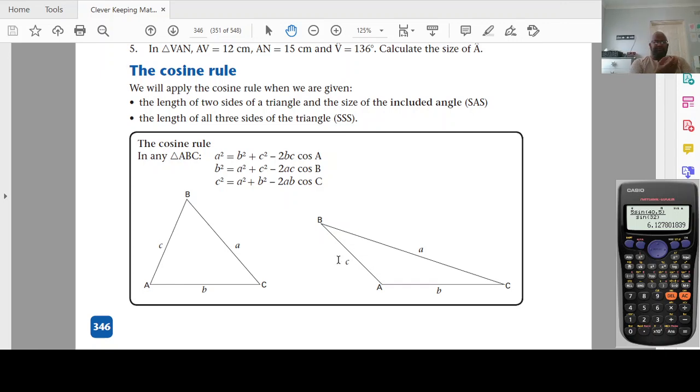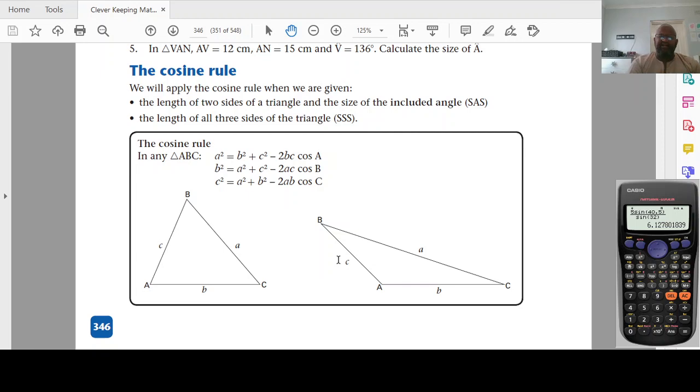Okay, good afternoon. So today we're looking at the cosine rule. For the cosine rule, we apply the cosine when we are given the length of three sides, all three sides of the triangle, or we are given two lengths and an included angle. Same as we got with the application for the area rule. So for the area rule and the cos rule, we need two sides and an included angle, or if we are given three sides and we need to calculate an angle.